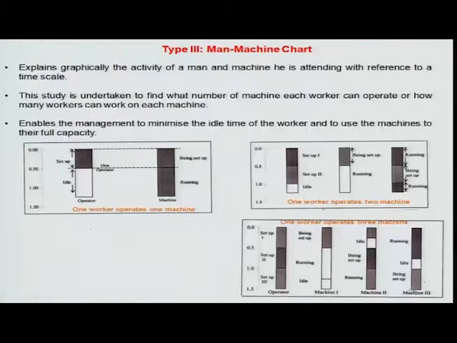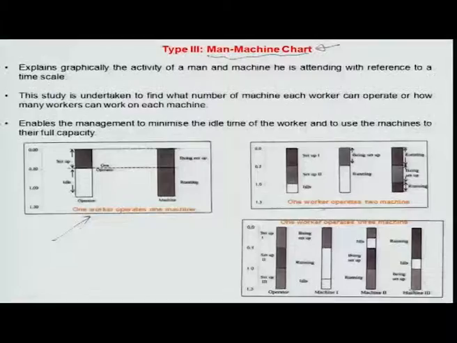So we also have various other representations for recording the data. For example, this is a man machine chart, which talks about how an operator can be mapped in terms of his setup, working and idle times with respect to a machine. Let us look at this one operator, one machine system. So this is the machine, a time scale is associated on the y axis, and this is the operator. You can see that when the operator is setting up, the machine is being set up. So the machine is idle at that time. The moment the setup is completed, the operator becomes idle as the machine starts running.